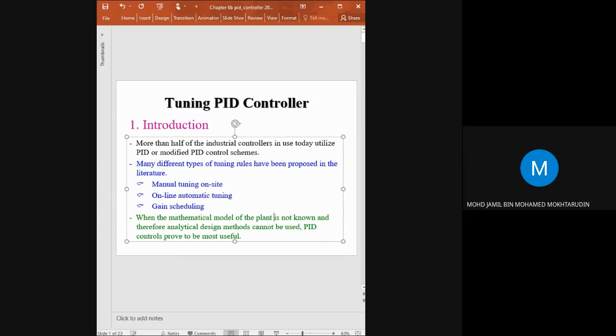So plant is your G(s) just now. Sometimes we don't know about the plant, what its transfer function is. Luckily in your project, you know the plant already because you derived the transfer function. But sometimes the transfer function cannot be derived, maybe the system is too difficult to derive. So you can use a PID controller without deriving the plant transfer function.